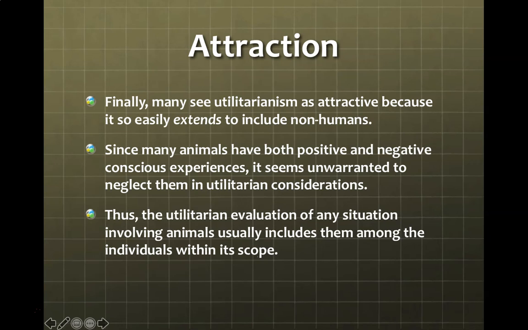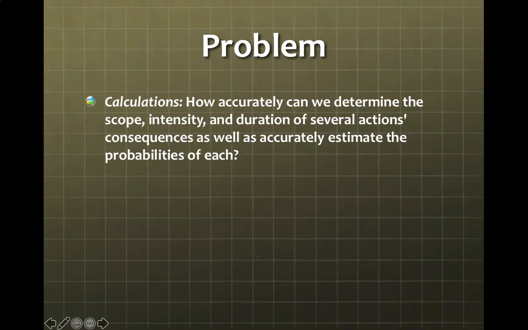Now, there is also a number of problems with Act Utilitarianism. But remember that, as we saw in the introduction, when we're considering problems, this doesn't immediately mean that the theory is no good. For each problem, there's a response to the problem. One problem is all of this calculating. How accurately can we determine the scope, intensity, and duration of several actions' consequences, as well as accurately estimate the probabilities of each?